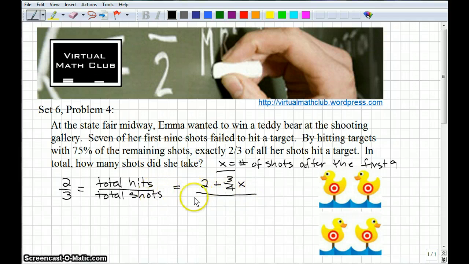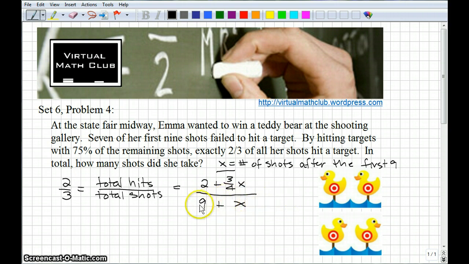Total number of shots. Well, we know she took 9 shots initially, and then the way we define the variable here is that she took x more after the first 9.